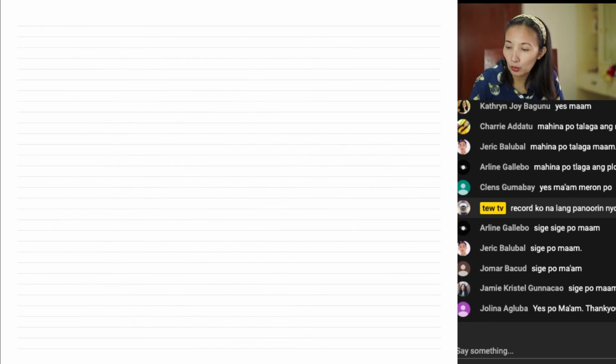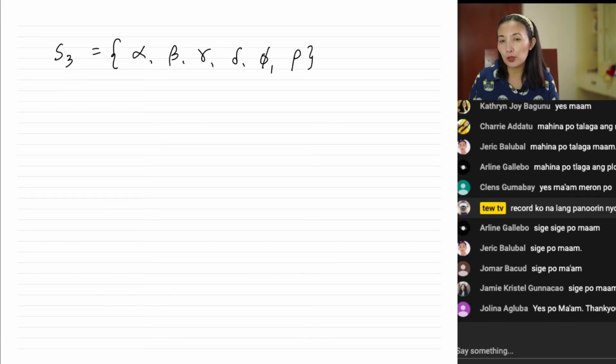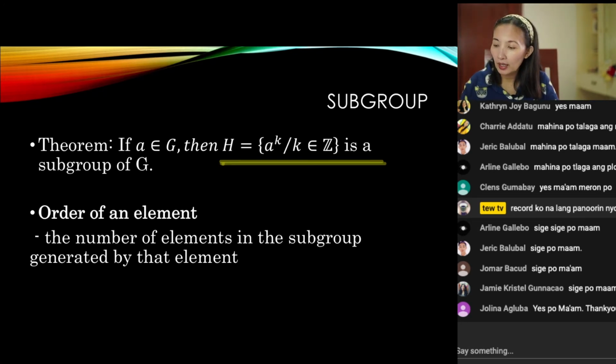We're moving on to S sub 3, the set of permutations whose elements are alpha, beta, gamma, delta, phi, and rho. Now, let's identify subgroups of S sub 3. Now, going back to our theorem, the theorem says the subgroup is generated by raising an element to k such that k is an element of the set of integers. Okay, so multiplying an element by itself several times.